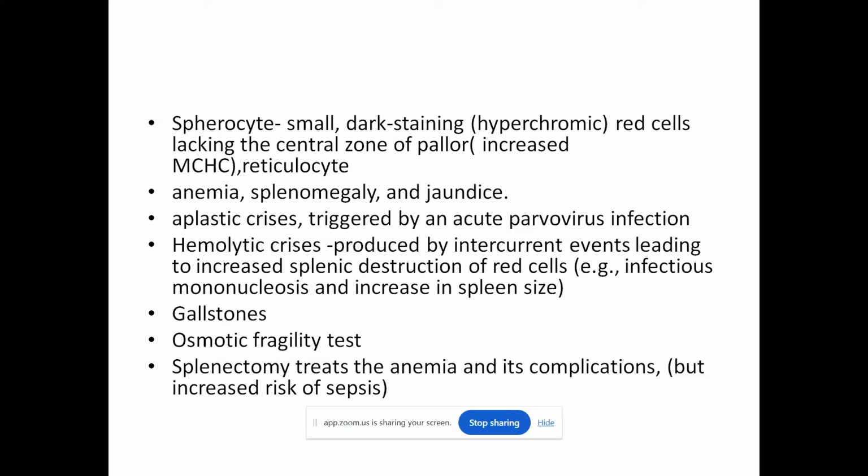We have two types of crisis here: aplastic crisis due to acute parvovirus infection and hemolytic crisis due to intercurrent events. They produce two types of crisis in spherocytosis. Due to the more destruction, there will be pigment gallstones, and we can test these spherocytes by osmotic fragility test. When we put the cells in hypotonic solutions, the cells will go for hemolysis. So this is the osmotic fragility test. So what is the treatment? Splenectomy usually treats the anemia and its complications. So we can do splenectomy for these patients.